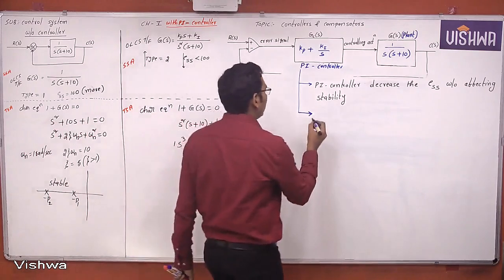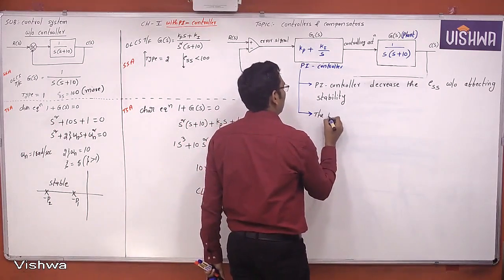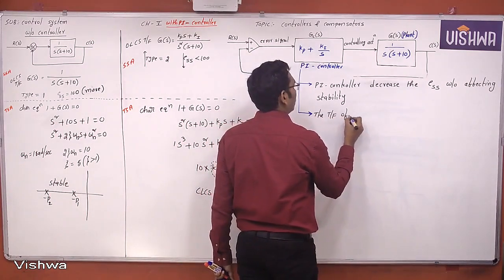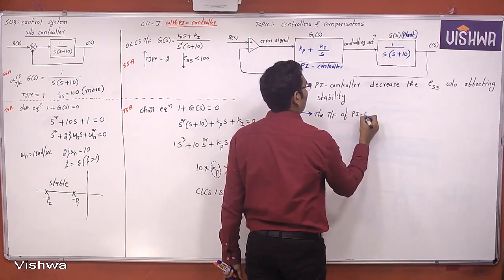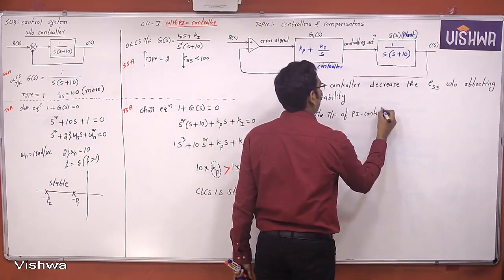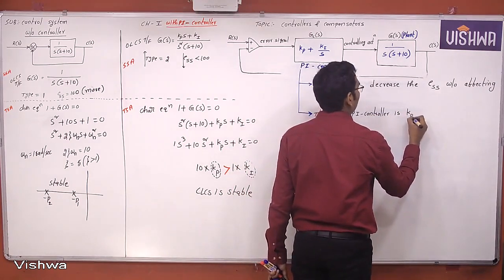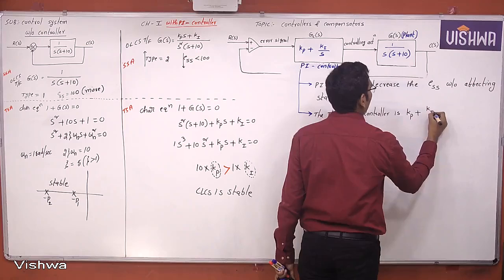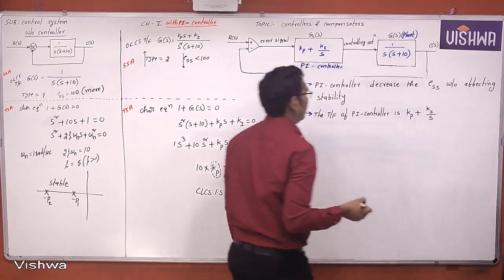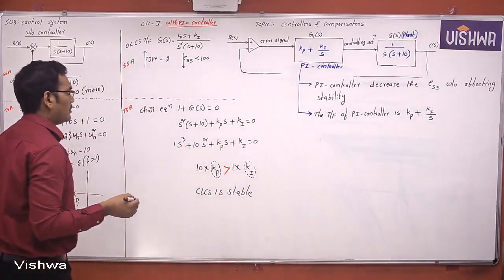What is the transfer function? The transfer function of PI controller is Kp plus Ki by S.